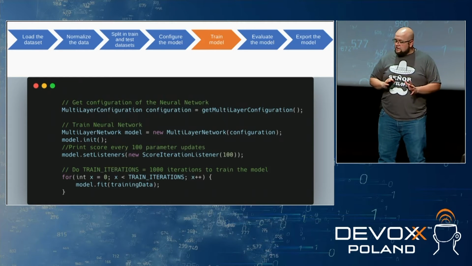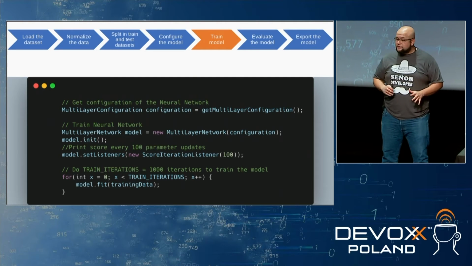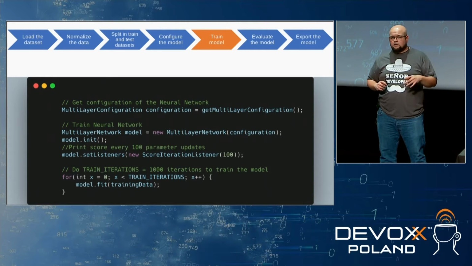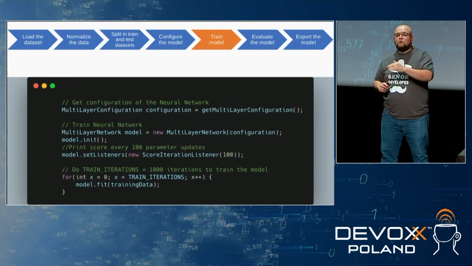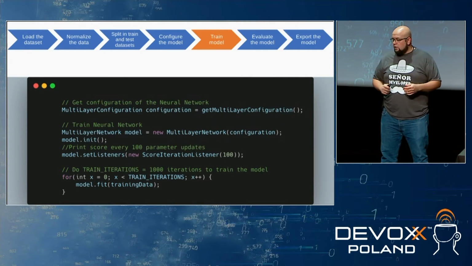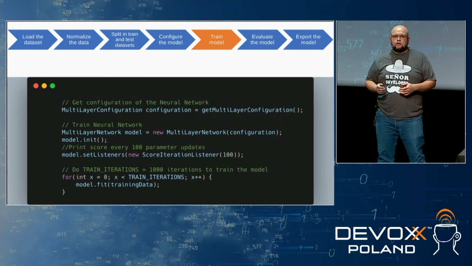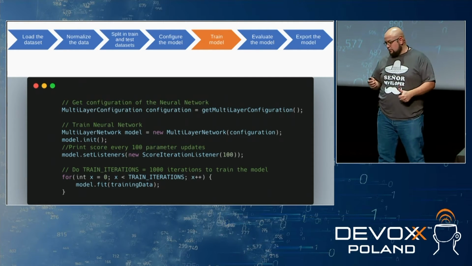So now it's time to train the model. For this, we first get the configuration. After that, we initialize the model. We set some listeners to get some log outputs of the score. And after that, we feed the model 1,000 times. Why 1,000 times? Well, this is a lot of times more art than science. I tried with 500, and the numbers were not better. And I tried with 2,000, and the numbers were not better. I mean, the best I found was with 1,000 iterations.